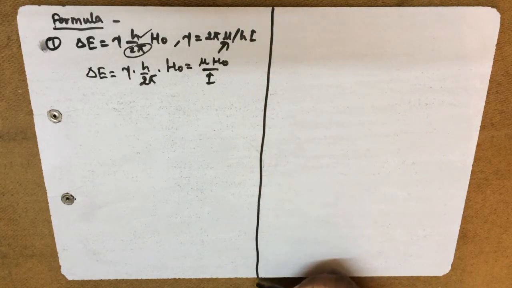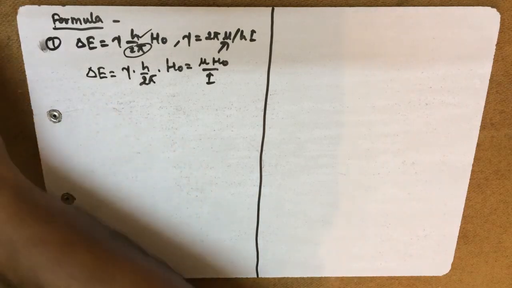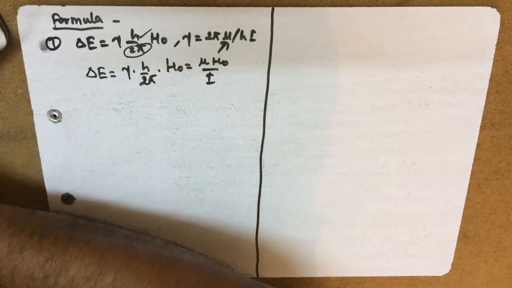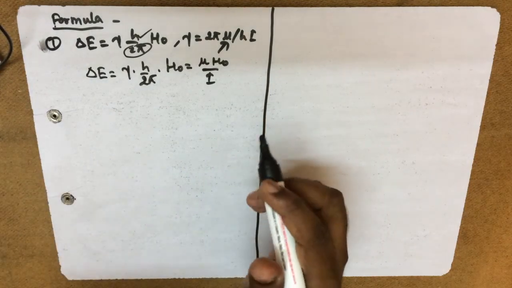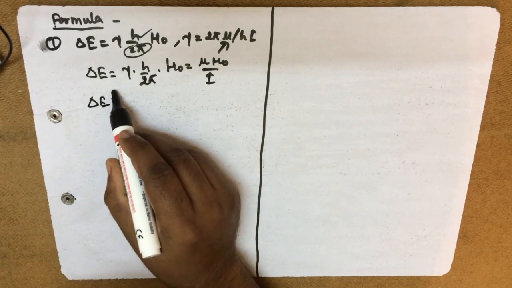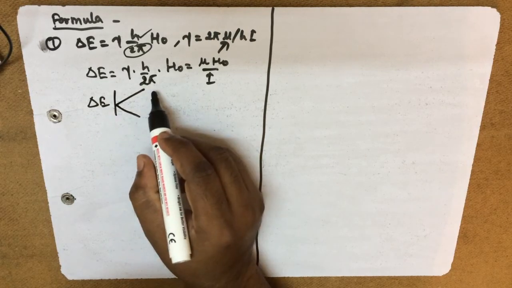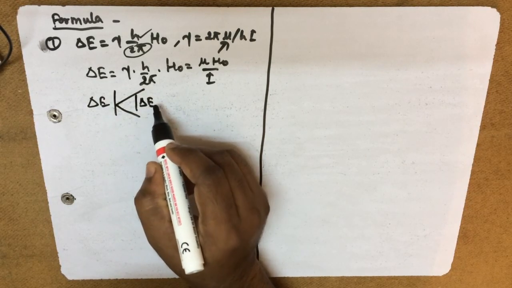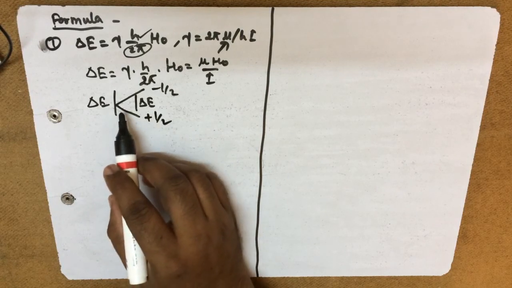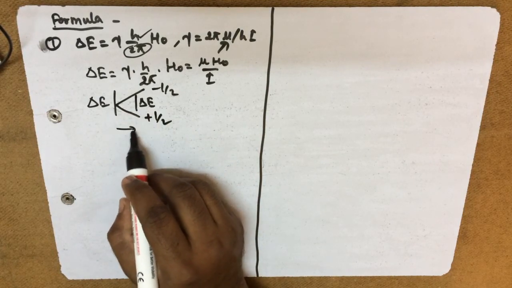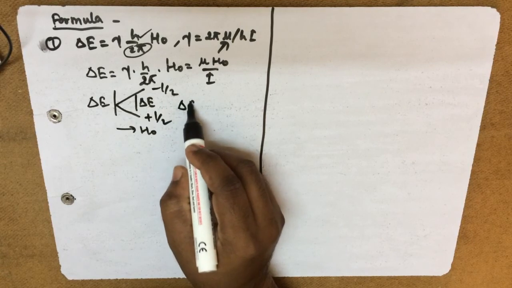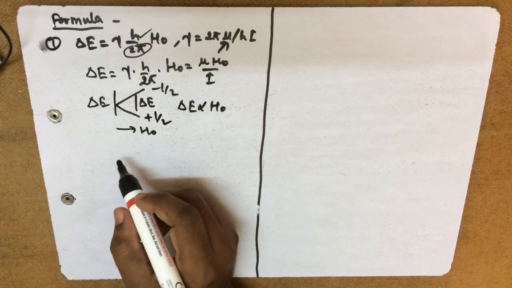So this is the total mathematical formula. This is actually how the energy looks: this is delta E, this is minus half, and this is plus half, and this is H0. So here delta E is proportional to H0.